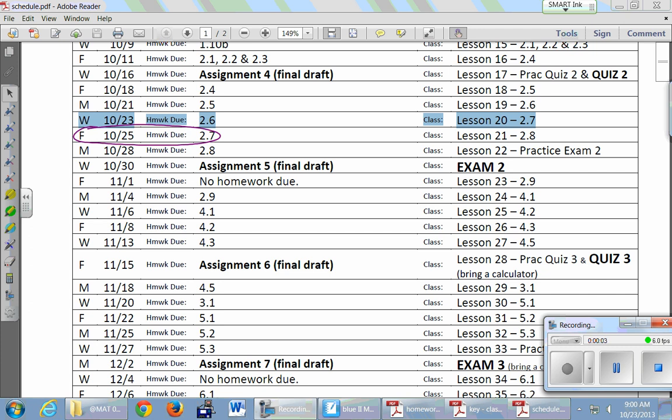So according to our schedule, today we're going to cover section 2.7. Homework 2.6 was due today. That was the stuff with the inequalities. And homework due next time is 2.7.